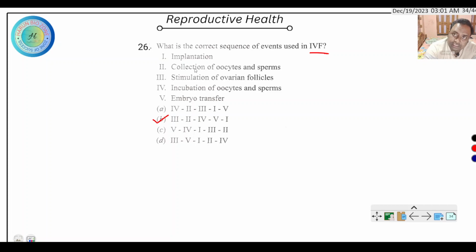Then incubation of oocyte and sperm. Incubation is where fertilization occurs. Then embryo transfer, and then implantation occurs. So B is the right answer.